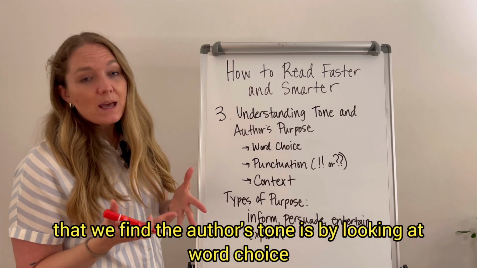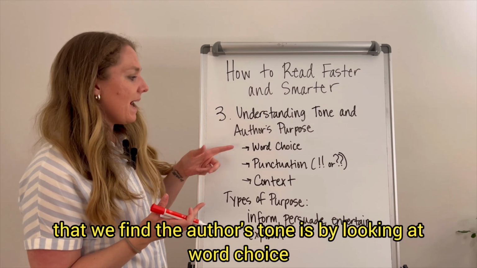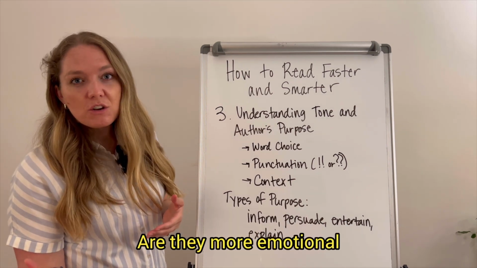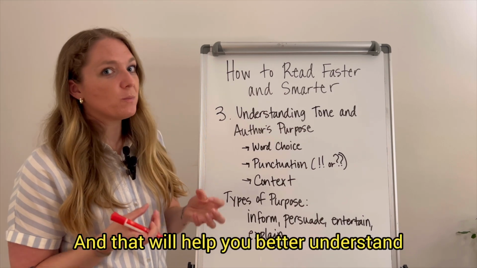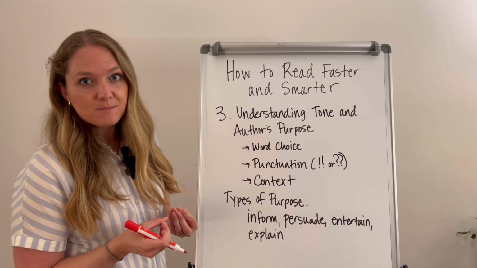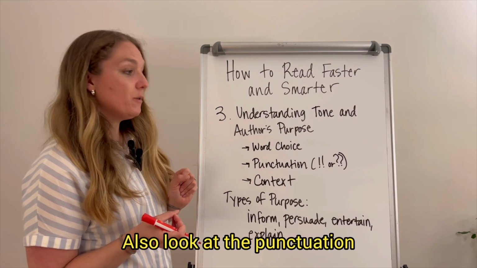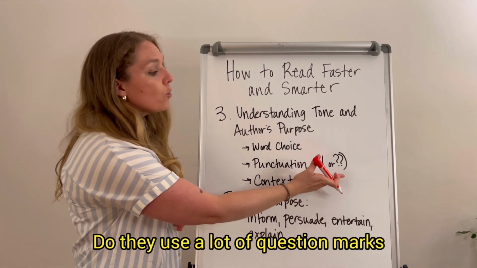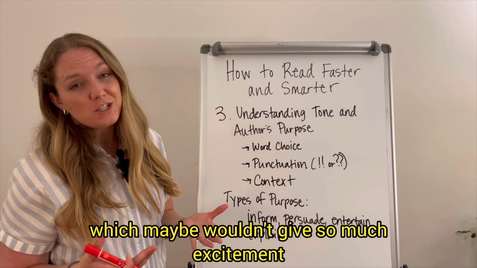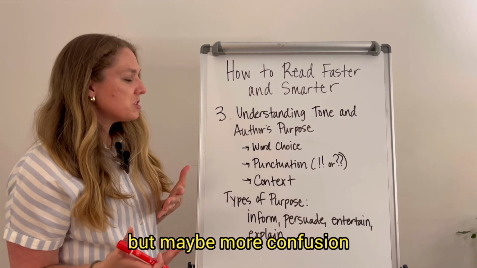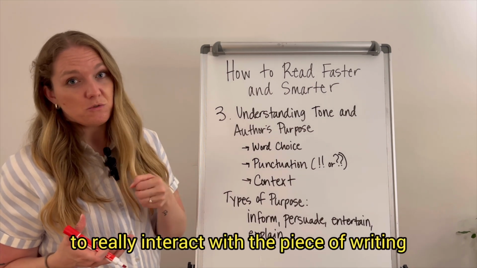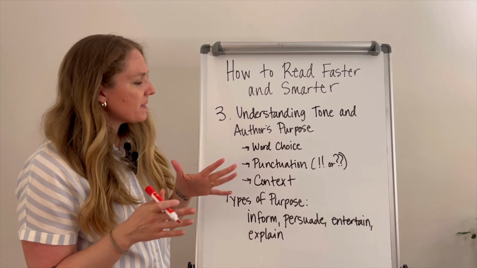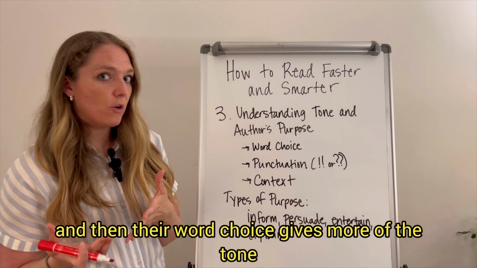And so some ways that we find the author's tone is by looking at word choice. What types of words are they using? Are they more emotional or are they more neutral? And that will help you better understand the tone of the piece. Also look at the punctuation. Do they use exclamation marks? Because that gives excitement. Do they use a lot of question marks, which maybe wouldn't give so much excitement, but maybe more confusion, or they're wanting you, the reader, to really interact with the piece of writing? Or do they just use periods and then their word choice gives more of the tone?